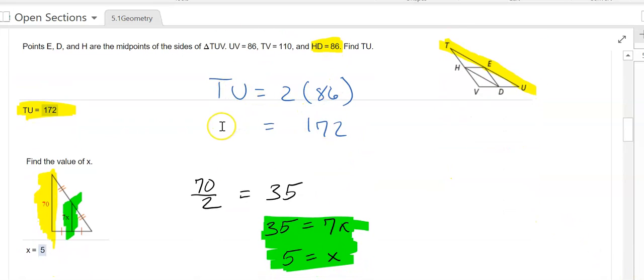Once again here, there's information we need to ignore since I'm looking for T to U. That means I need information about HD, which I get here. I know that HD is half of the distance here, which means I need to double it. I know this is smaller, I need to double it for the larger. And I get 172.